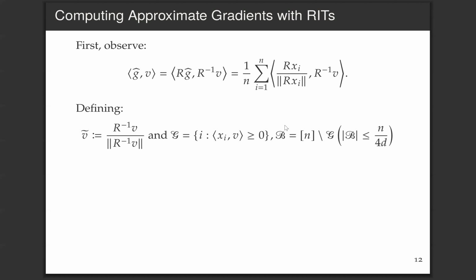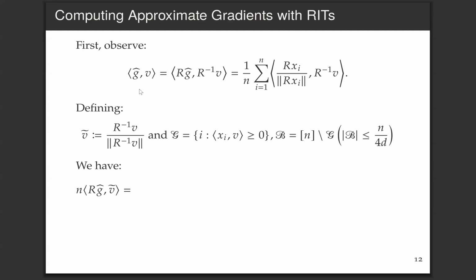And I'm going to define analogously a set of bad points, which are going to be all other points in the point set. Since v is a direction of low depth, the number of points whose projection along v is less than 0 is quite small, and by our assumption, the size of the bad point set is less than n over 4d. Okay? And now I'm going to show that this correlation is positive. The correlation of g hat with v is positive.